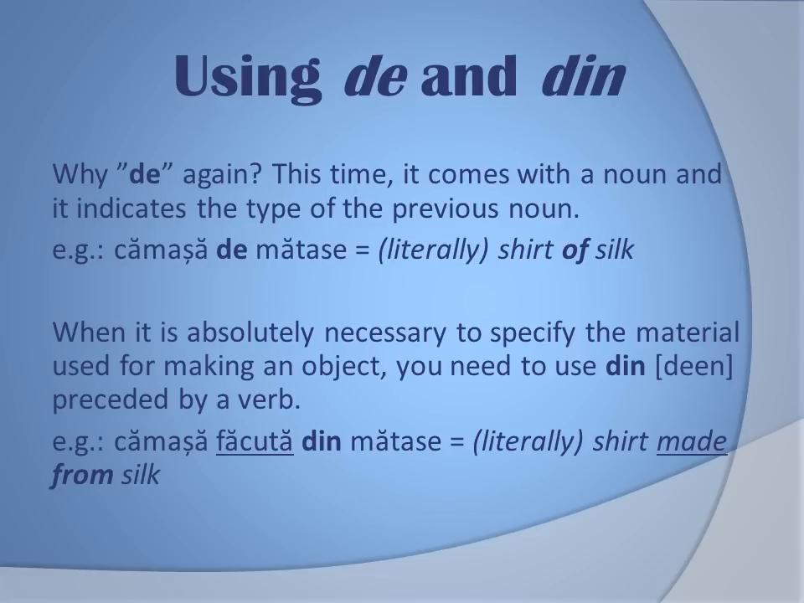Now, let's learn how to use de again and din. So, why de again? This time, de comes with a noun and it indicates the type of the previous noun. Let's have an example. Cămașă de mătase. This literally means shirt of silk.